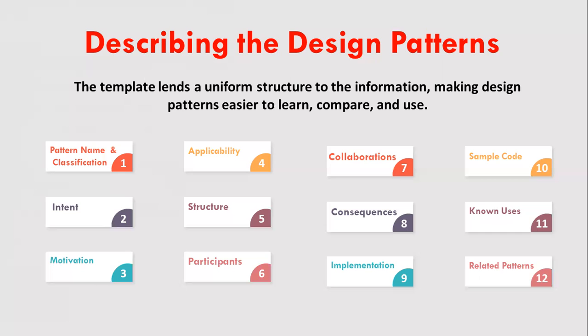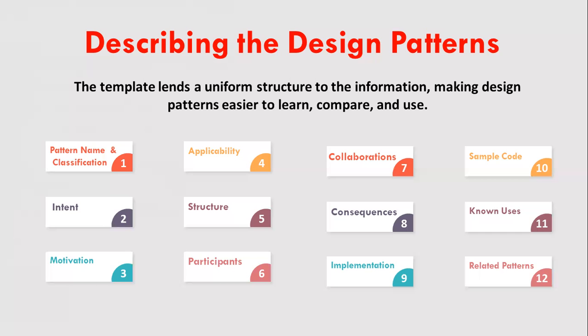And coming to the consequences, here we need to identify how the pattern supports its objectives, what the trade-offs and results of using the pattern are, and what aspects of the system structure it lets us vary independently. Now coming to implementation, here we look at what pitfalls, hints, and techniques we should be aware of when implementing the pattern, and whether there are language-specific issues. These are the questions we need to understand while implementing.